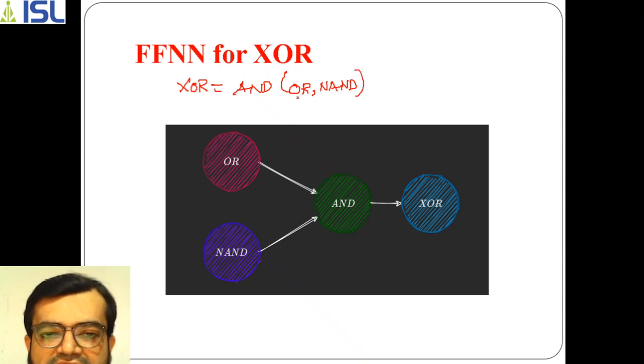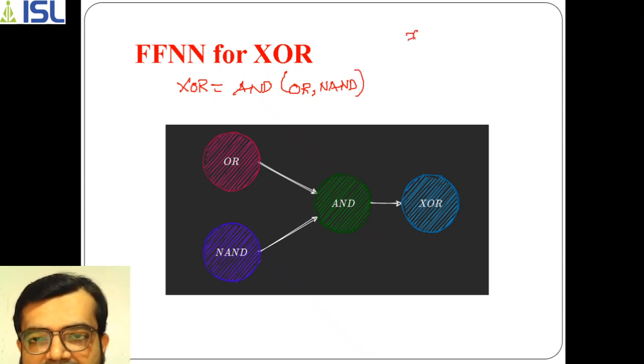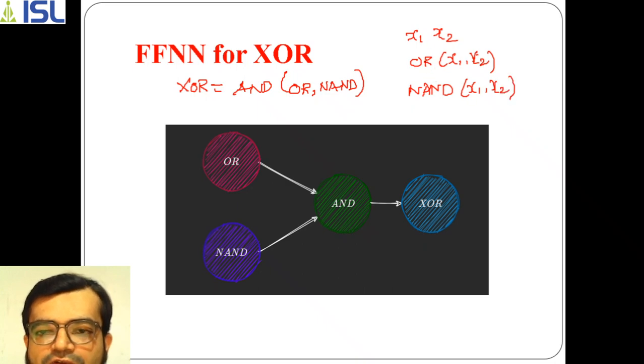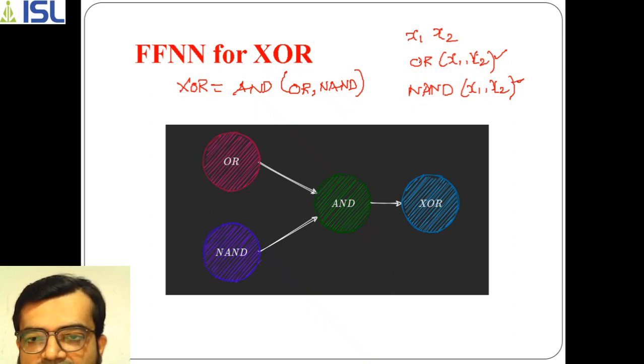Okay, that means if there are two inputs, x1 and x2, the first thing we need to do is perform OR of x1 and x2, then we can perform NAND of x1 and x2. After performing OR and NAND, for the obtained values you have to perform the AND operation.